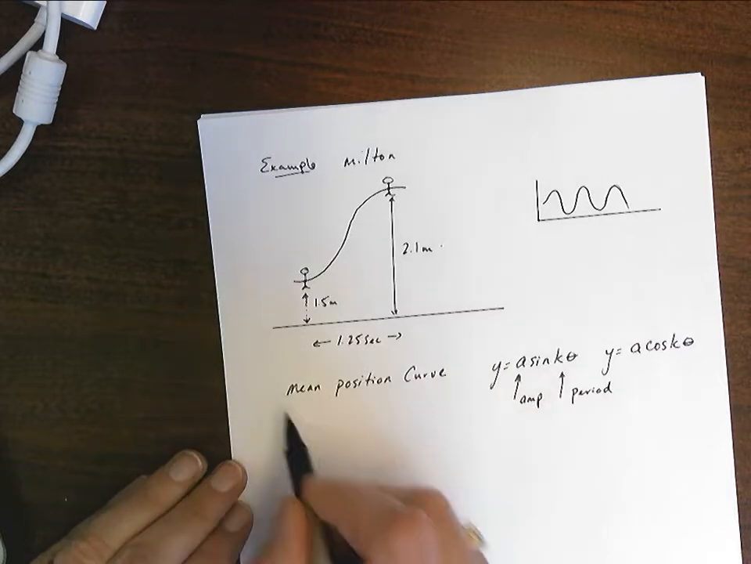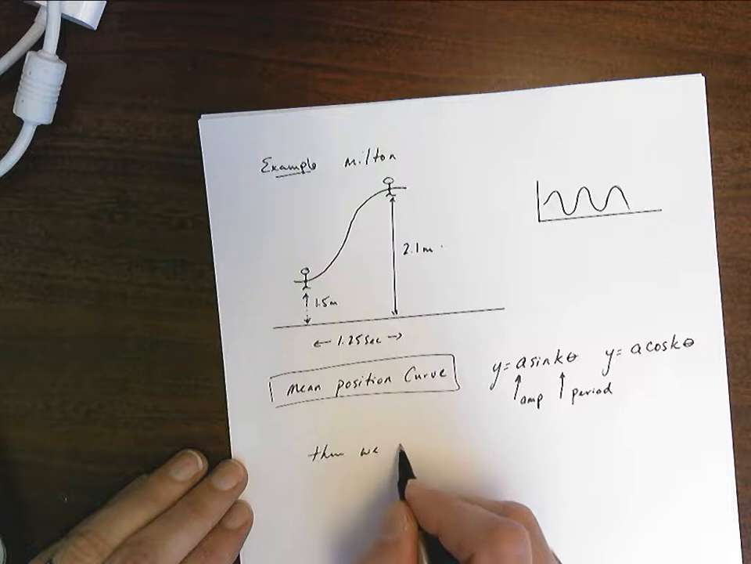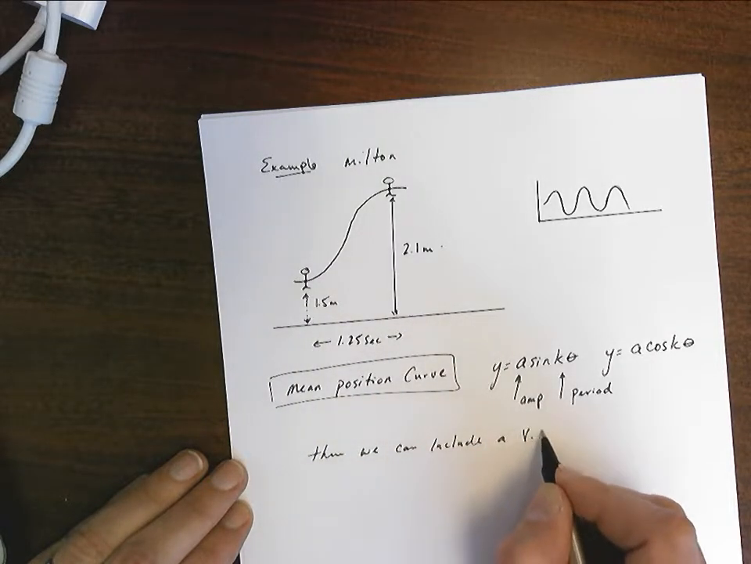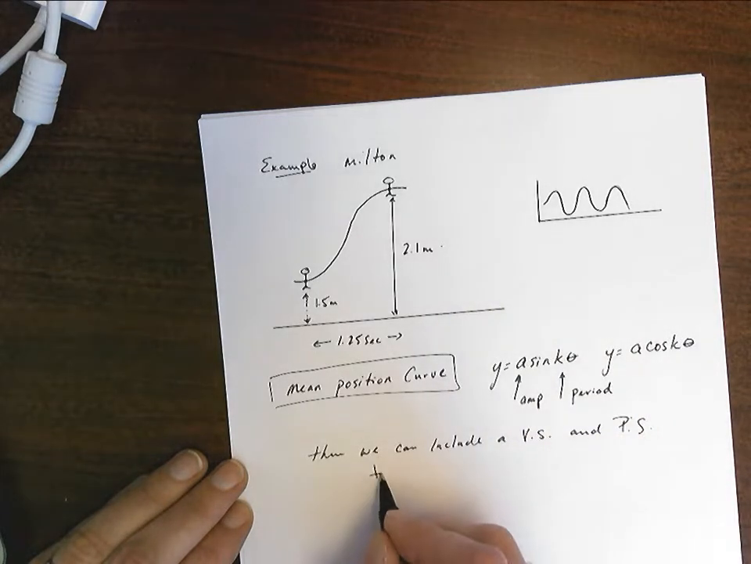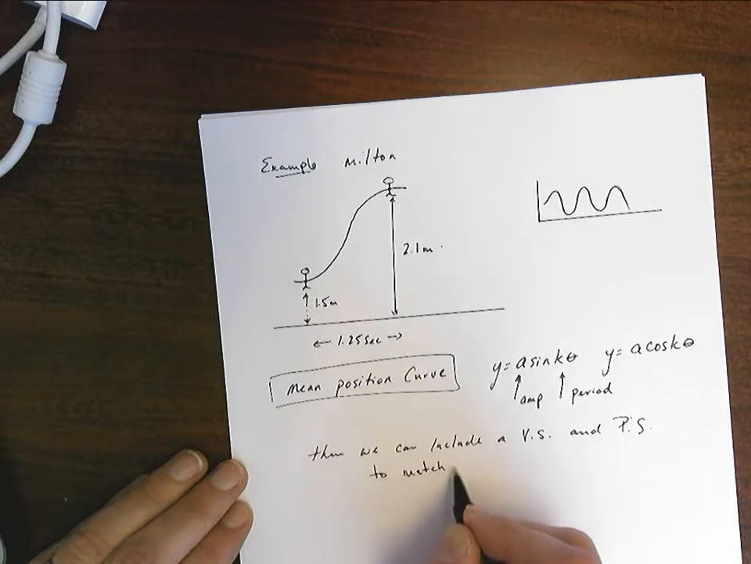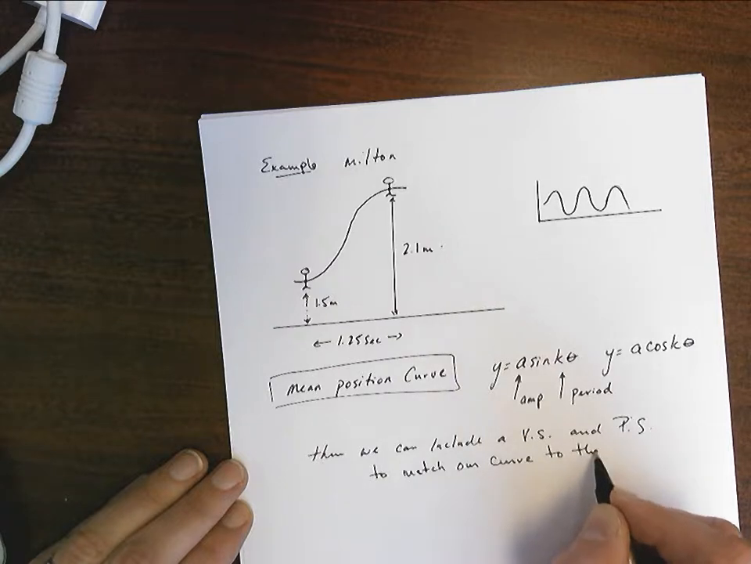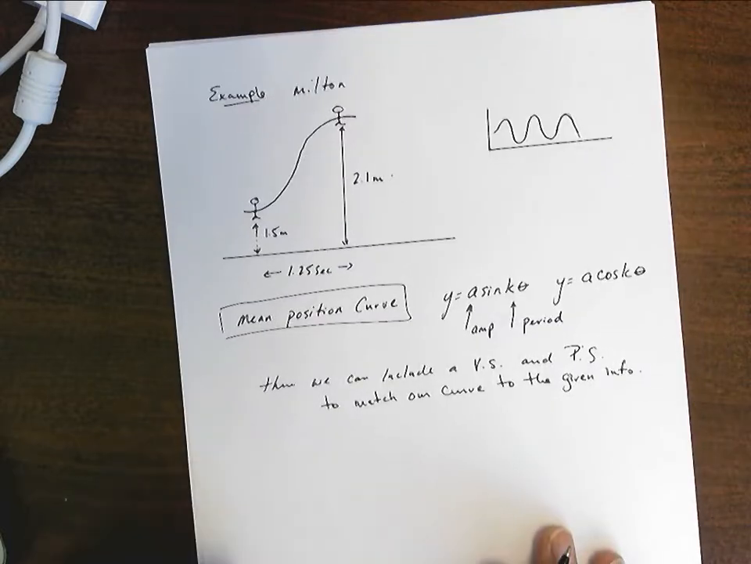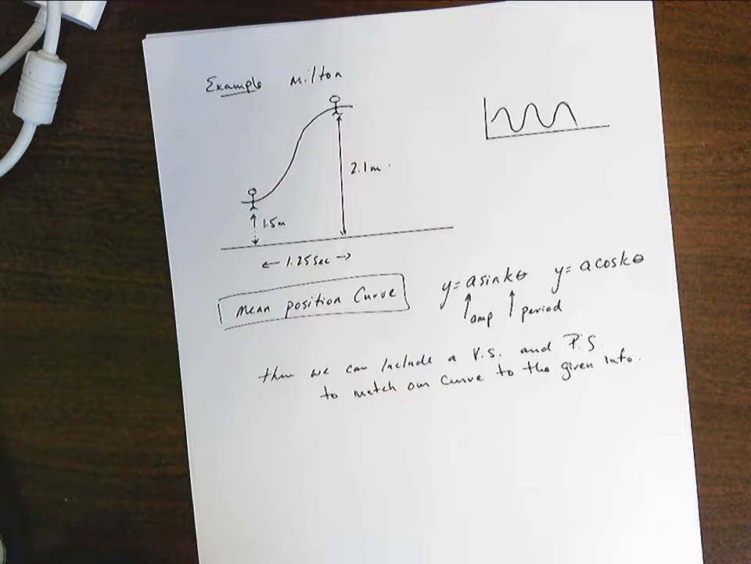Once we have the mean position curve, we can include a vertical shift and a phase shift to match our curve to the given information. Okay, so let's start off with what we got. Again, I'm going to go after the mean position curve, and I think I'll use sine just to start off.